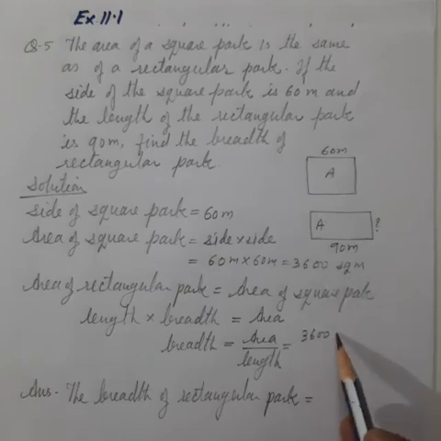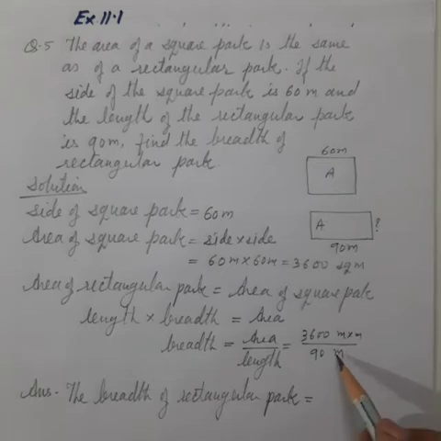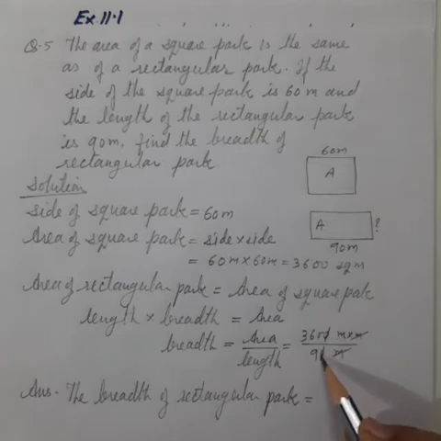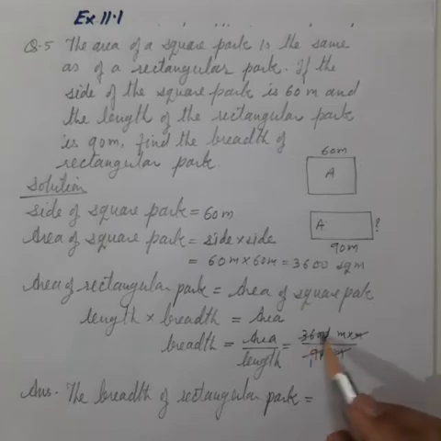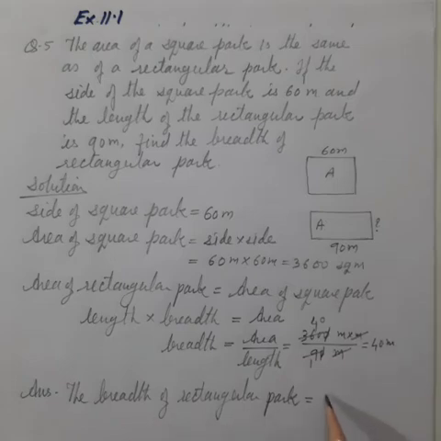So area is 3600 square meter, meaning meter into meter, divided by the length of rectangle, 90 meter. 1 meter will cancel from numerator and denominator. 1 zero will cancel. Divide both numerator and denominator by 10. And now divide. 9 ones are 9. 9 fours are 36. And this one 0. So we get the breadth of rectangular park 40 meter. So the breadth of rectangular park is 40 meter.